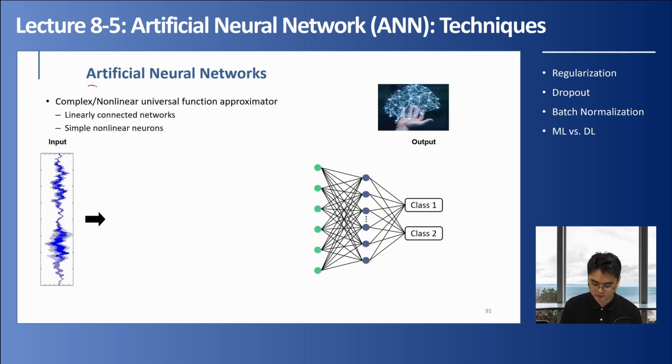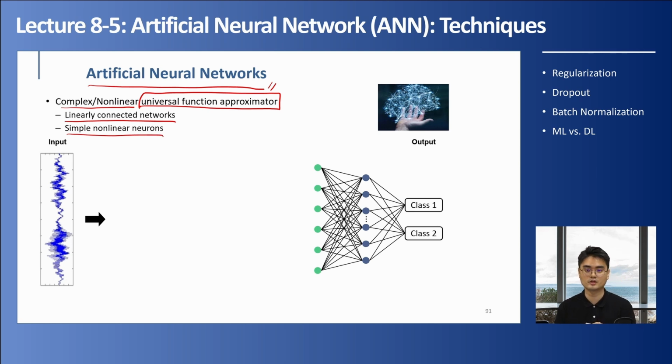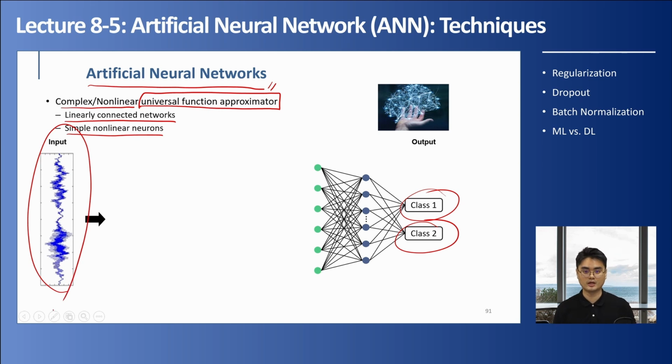So to sum up, we learned about artificial neural networks. These artificial neural networks are complex, nonlinear universal function approximators. Theoretically, we can approximate any kind of function using multi-layer perceptrons. These multi-layer perceptrons are composed of linearly connected networks, the weights and biases, and some nonlinear neurons with nonlinear activation functions. Using these artificial neural networks, we can do classification problems, for example, class 1, class 2, with any kind of input data.